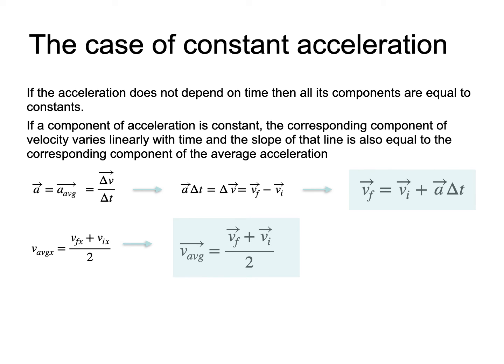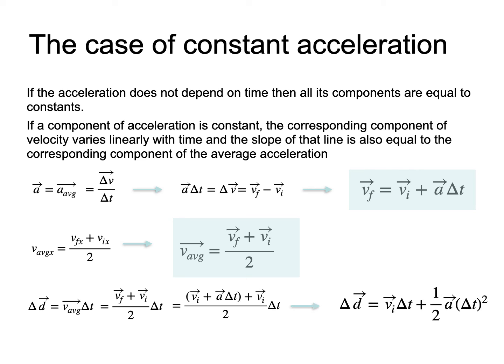Now let us recall the definition of the average velocity. Using the second framed equation, we can write this. Next, substituting the first framed equation for Vf gives this. Collecting terms alike leads to this third important equation in kinematics. Notice that the displacement varies with the duration of the time interval as a quadratic function because of the term with delta t squared.